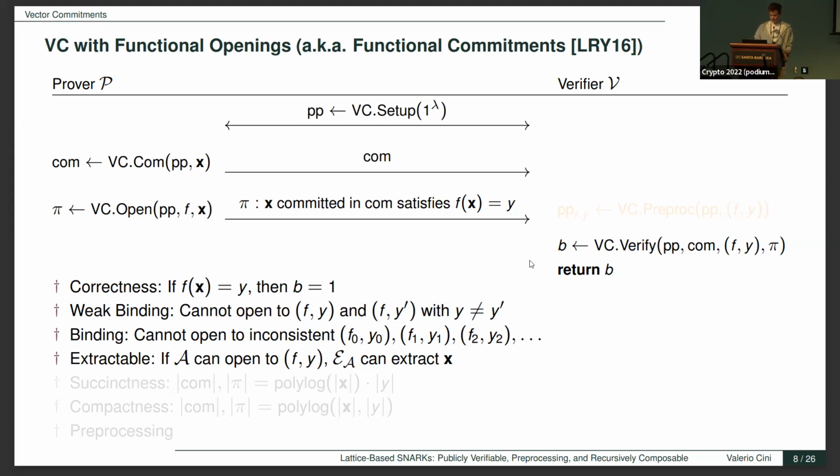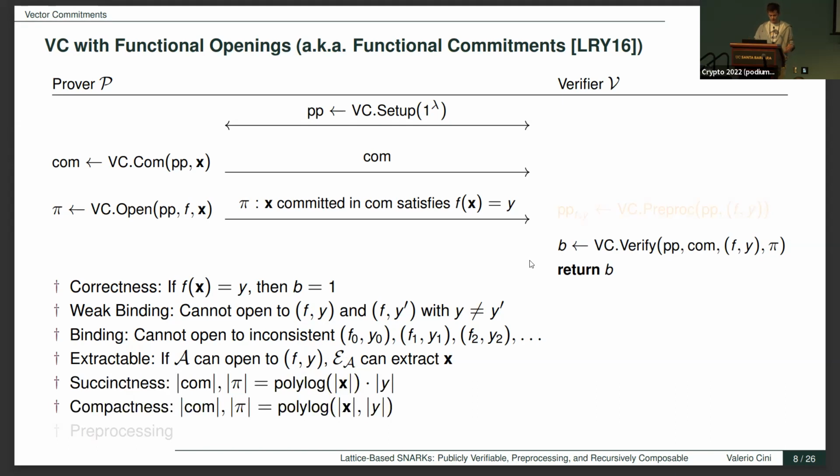Regarding the efficiency requirement, we can ask something regarding the size of the commitment and the size of the proof. The first requirement is what we call succinctness, and requires that both commitment and proof should be of size polylogarithmic in the size of the vector x, but could be linear in the size of the image value y. The stronger requirement is what we call compactness, and in this case, both commitment and proof should be polylogarithmic in the size of x and y.